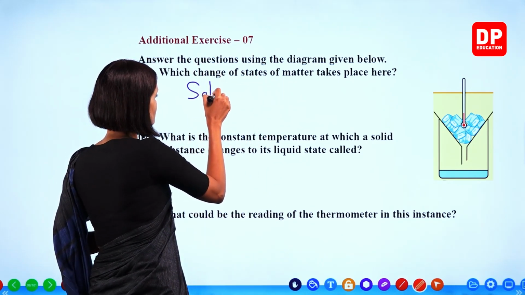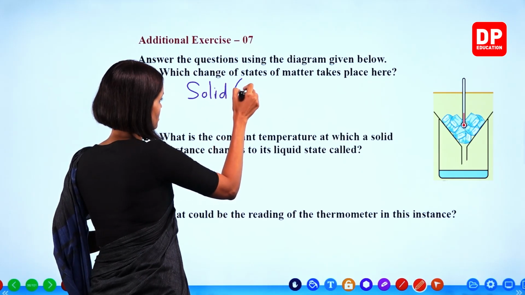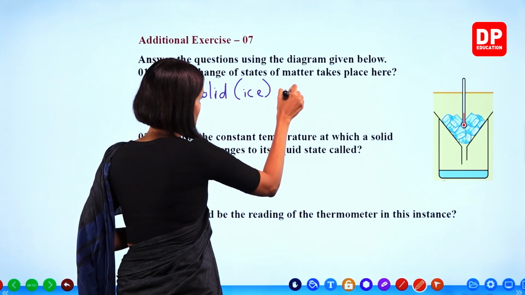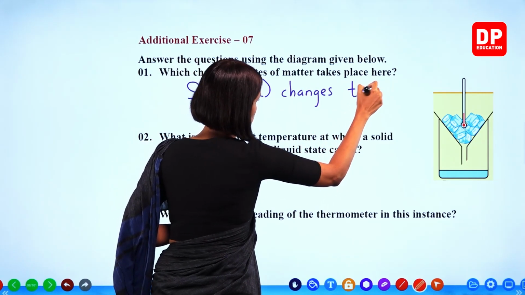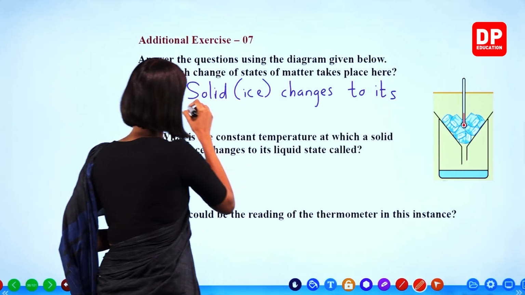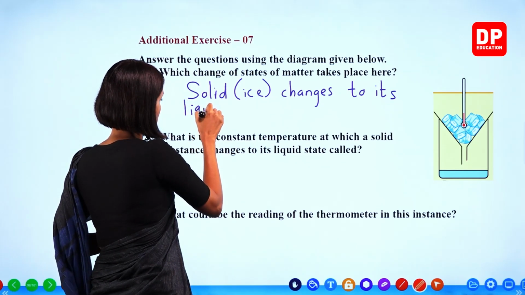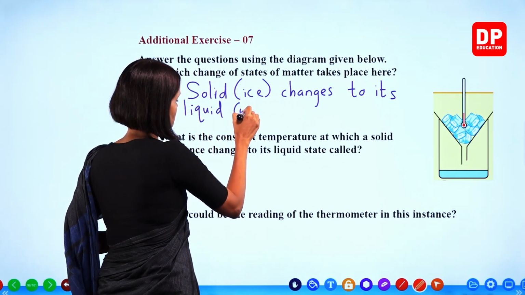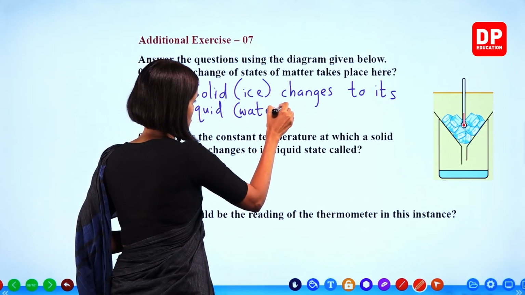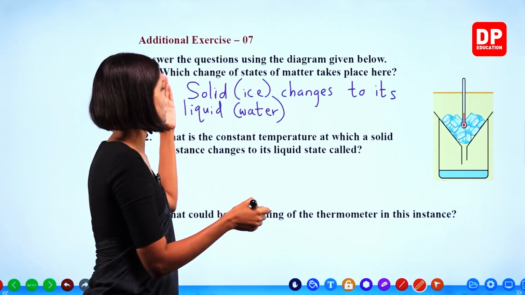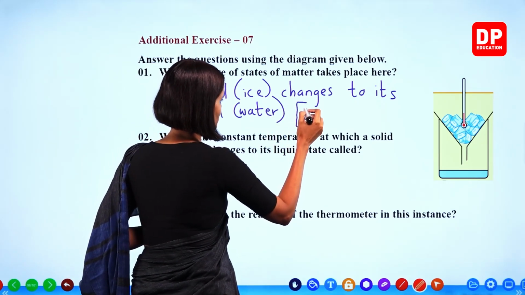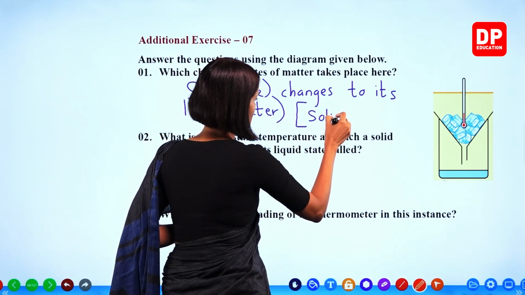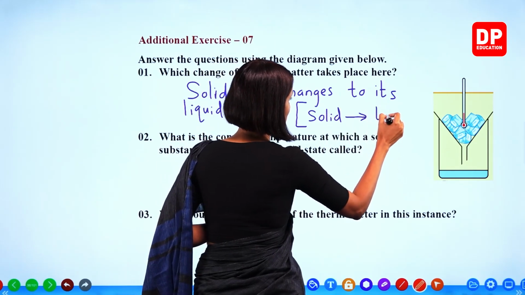Solid. Here the solid used was ice. It changes to its liquid, water. Change of states of matter is solid to liquid. You can even write it by putting an arrow. Solid changes to liquid.